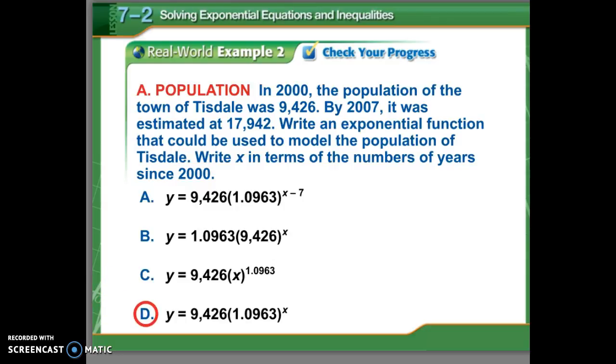Okay, the answer this time is D. The initial population was 9,426. If you find the growth rate, you should have gotten 1.0963, and we're doing to the x power.